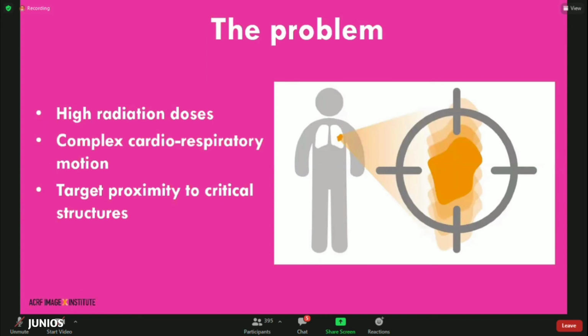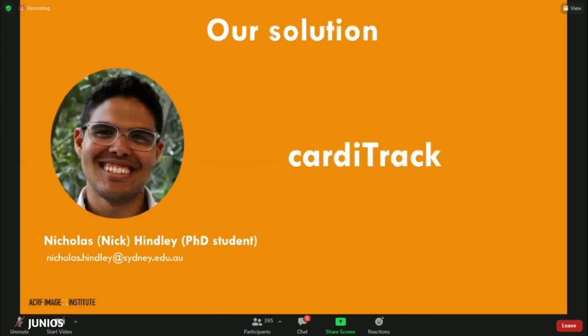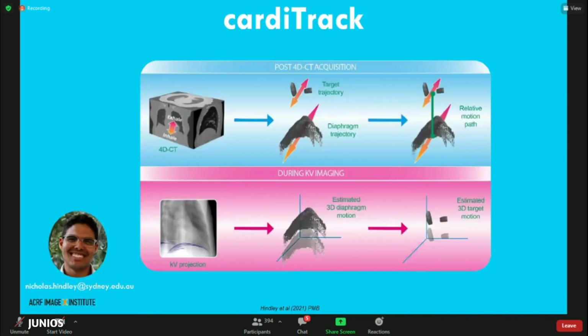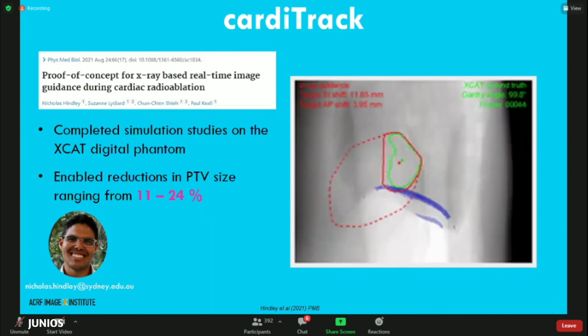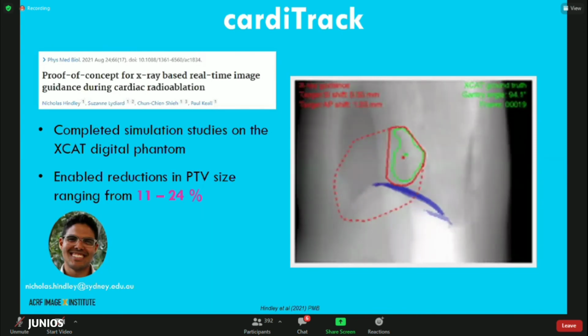PhD scholar Nicholas Hindley has developed CardiTrack to track the target non-invasively using kV imaging. This software uses a predefined relationship between diaphragm and target motion, and the assumption that respiratory-induced target motion is correlated to diaphragm motion. Then, during treatment delivery, the diaphragm is tracked on kV projections, and the location of the target is derived. The proof of concept of CardiTrack has been illustrated in a simulation study using the digital XCAT phantom.